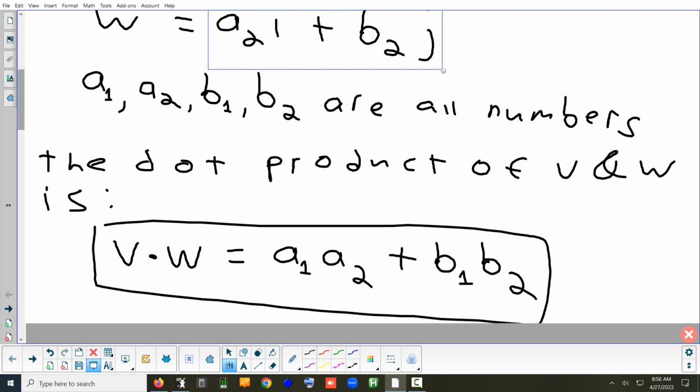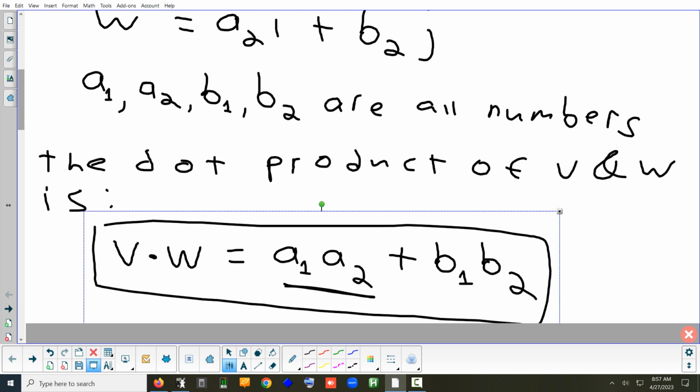So let's look at this part right here. A1 times A2. A1 and A2 are numbers. So what would you get if you multiply A1, which is a number, times A2, which is a number? Like in general. Yeah? A number. You're going to get a number. So A1 times A2 is going to be a number.